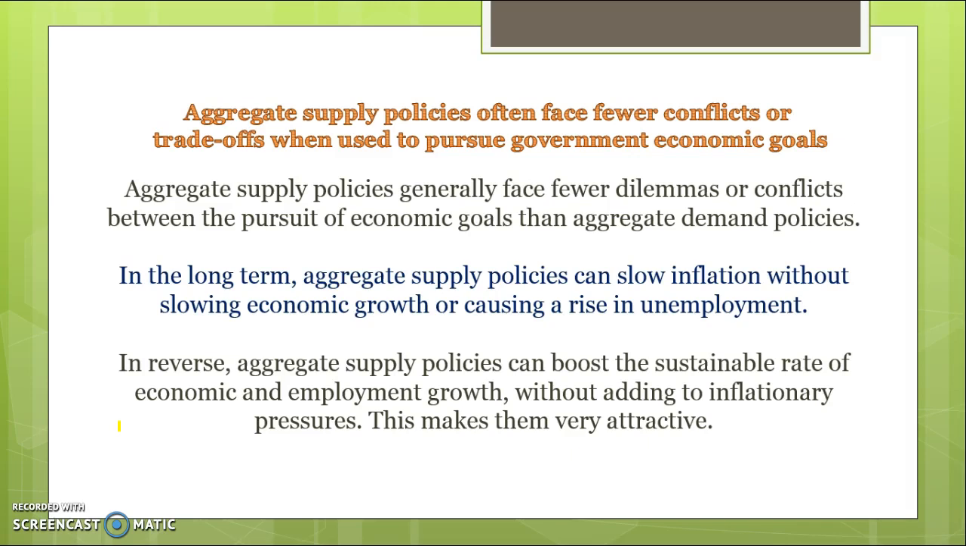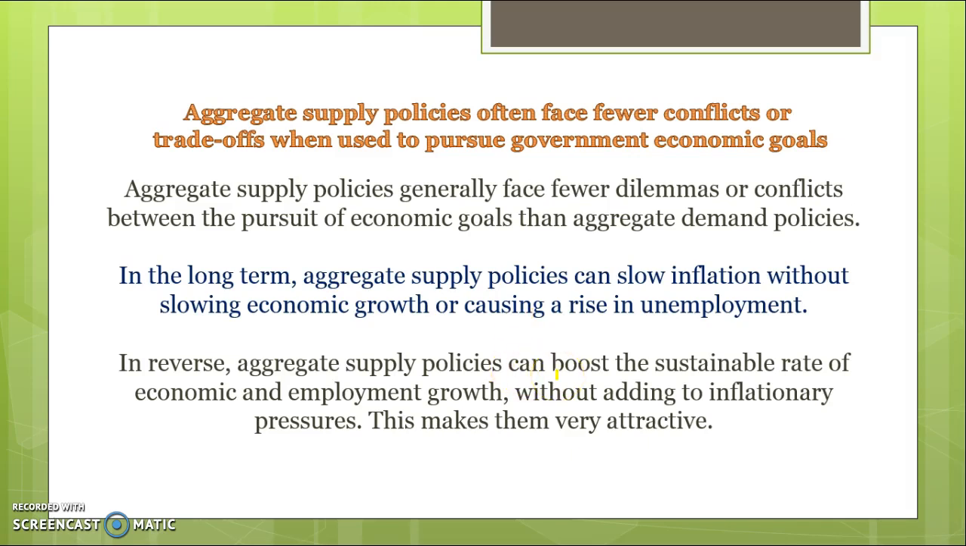They face fewer conflicts or trade-offs than some of the demand management policies. So aggregate supply policies generally face fewer dilemmas or conflicts between the pursuit of different economic goals. So what I mean by that is demand policies like monetary policy have to weigh up promoting jobs and growth as opposed to helping to keep inflation under control. Aggregate supply can slow inflation without slowing economic growth or causing a rise in unemployment. So aggregate supply policies can effectively target each of the goals at the same time, so there's less trade-offs between promoting one goal and another.